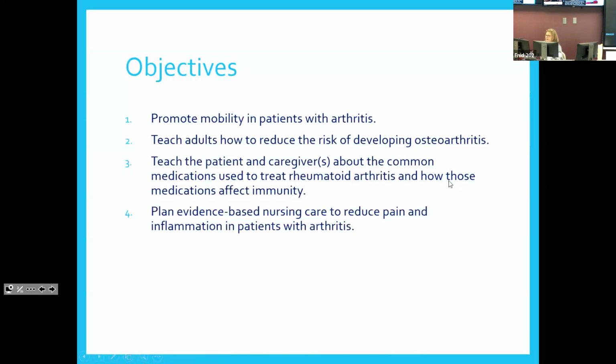All right. So the objectives, we're going to talk about mobility in patients with arthritis, how to teach adults how to reduce their risk of osteoarthritis, teach patients and caregivers about the common medications to treat rheumatoid arthritis, and plan evidence-based nursing care to reduce pain and inflammation in patients with arthritis.